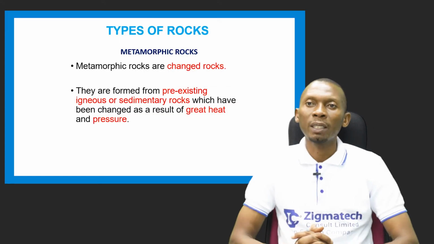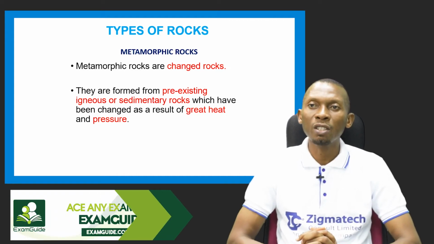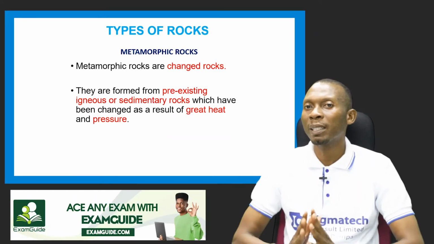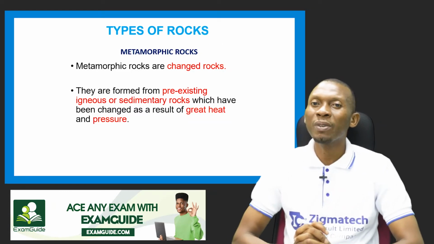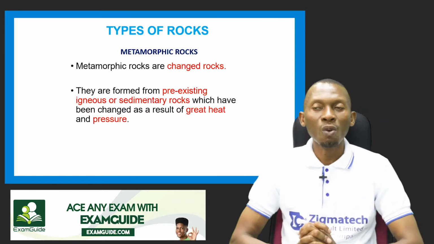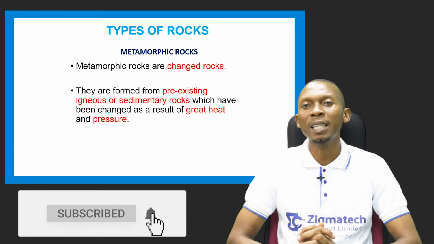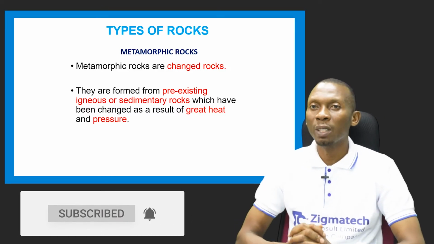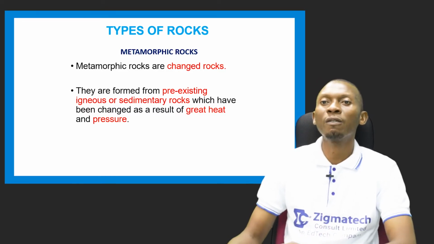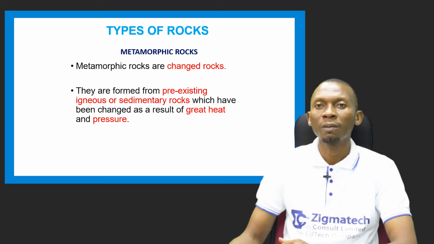So let's go to metamorphic rocks. What are metamorphic rocks? These are changed rocks, so take note of the word. Metamorphic rocks are changed rocks, and they are formed from pre-existing igneous or sedimentary rocks, which have been changed as a result of great heat and pressure. So metamorphic rocks are changed rocks formed from pre-existing igneous or sedimentary rocks.